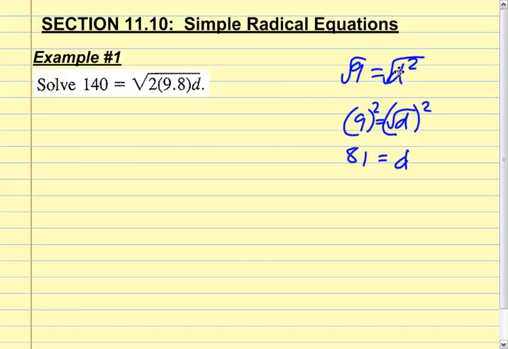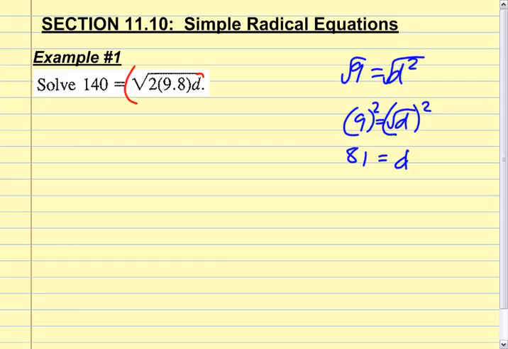Now I'm going to leave that there. You should probably have that written down. Make sure that you know what's going on there. But let's look at this one. Example number 1 says solve 140 is equal to the square root of 2 times 9.8d. It may be hard to see it, but d is under that radical sign. Now, I've got to get d out from under the radical sign.